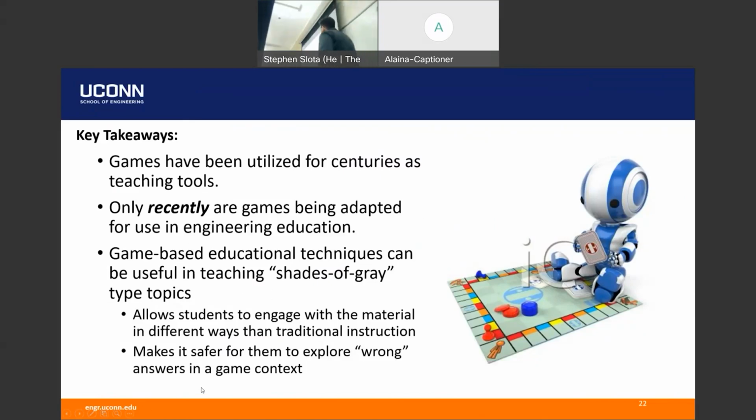And we think it's really useful for teaching, like I said, shades of gray type topics. Process safety, engineering ethics, things where there's not a clear answer, right? It allows students to engage with this material in a different way than traditional instruction. And we really do think it allows them to explore wrong, right? That's the one thing you'll find with engineering students, that a lot of students, but especially engineering students, hate to be wrong, right? There's a fear of wrong, a fear of failure, because they're typically high achieving academic students. And so allowing them to fail and learn from that in a safe way gets them thinking in some different ways.